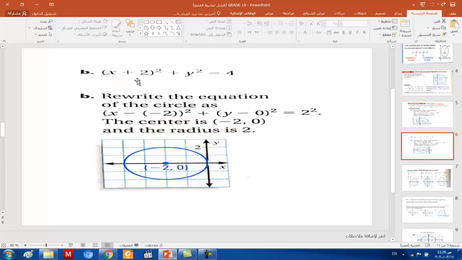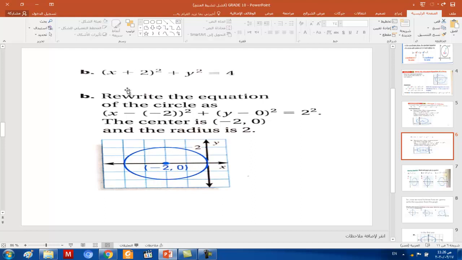(x + 2)² + y² = 4. So the radius: the number squared equals 4, so 2² = 4, so the radius is 2. But here, we said it already.